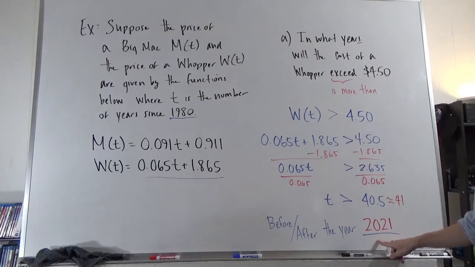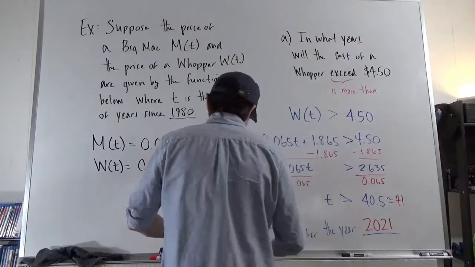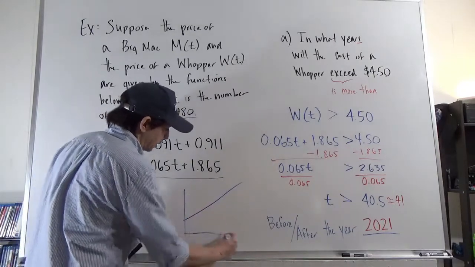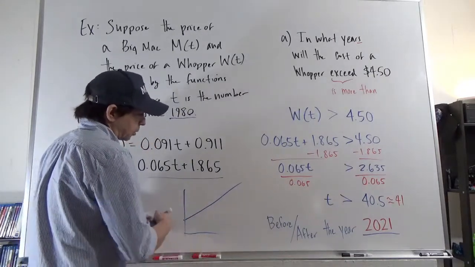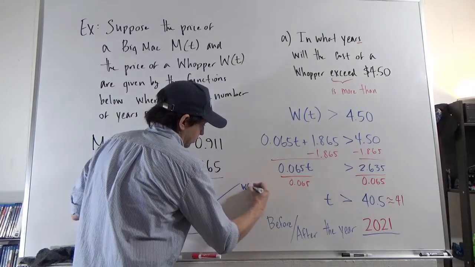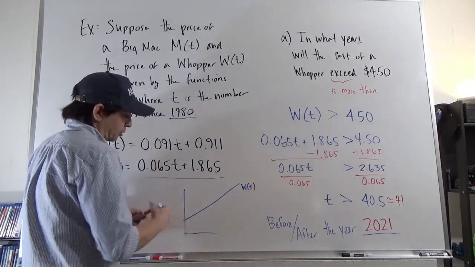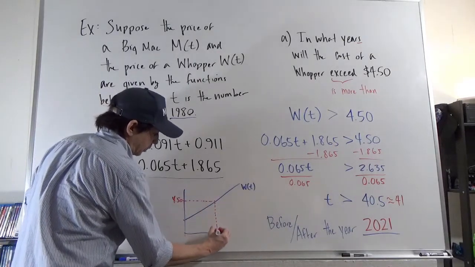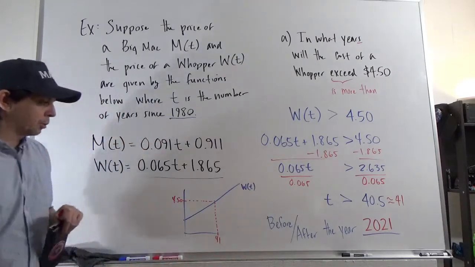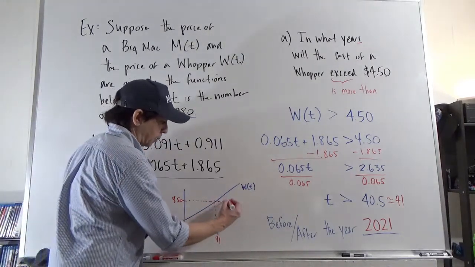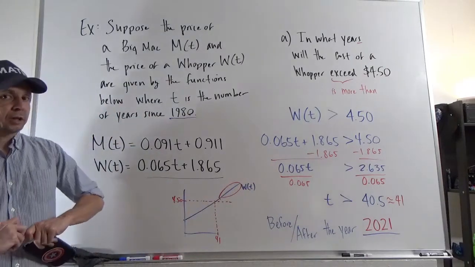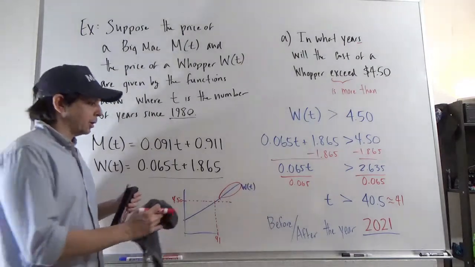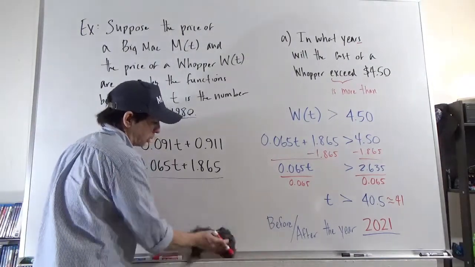Are we talking about before or after? I mentioned before intuitively, knowing that the cost of a Whopper is going to increase, it's going to be after a certain point. So we have a graph like that of the Whopper. You don't have to write this down. And at some point it's going to hit 450. And that's approximately at t is equal to 41, which represents the year 2021. And when is it going to exceed that? Well, if we keep going, it's all the years after that. That should make intuitive sense, that it's going to hit 450 and increase in price, and it will exceed 450 all the years, all into the future, past 2021.